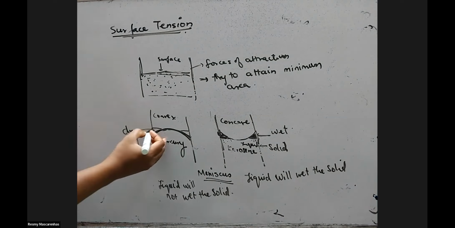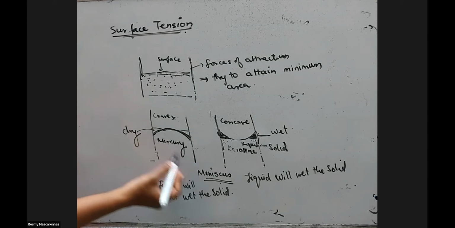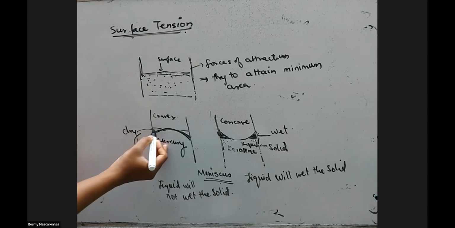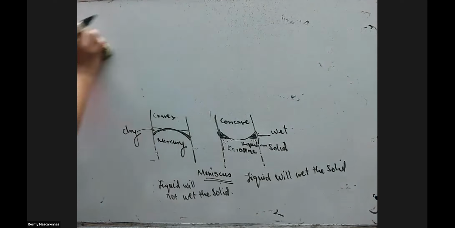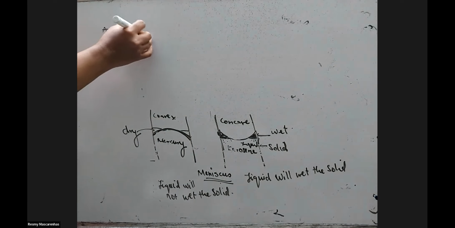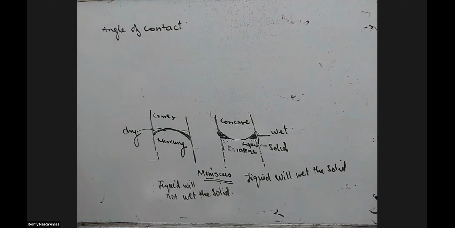And now, the angle of contact. This meniscus is forming some angle. See, that angle is called the angle of contact. On page number 5 of your notes, you will have that. That is the angle of contact. I'll just share the slide.